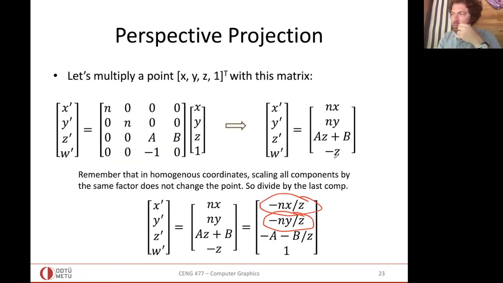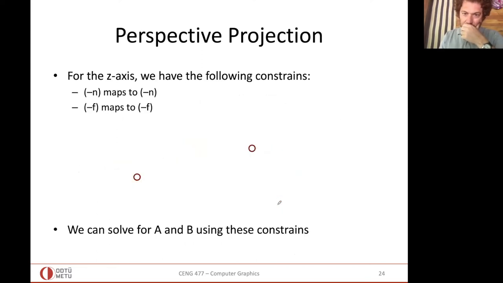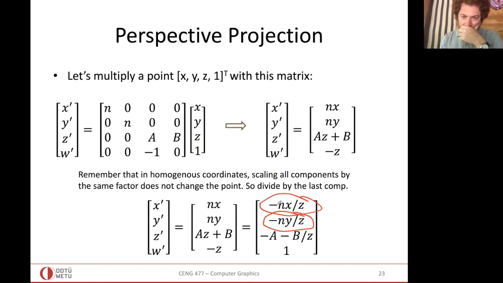And I can just do that by dividing all the terms here with minus z, which would give me one homogeneous coordinate here, and it will affect the others as such. Yes, so then actually that would be the matrix then with n's here.